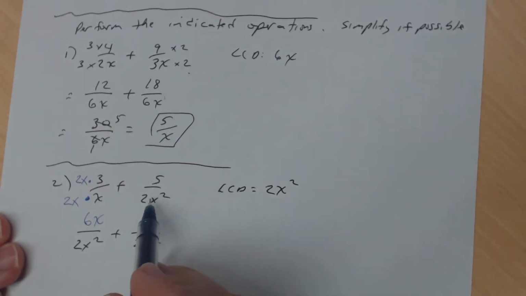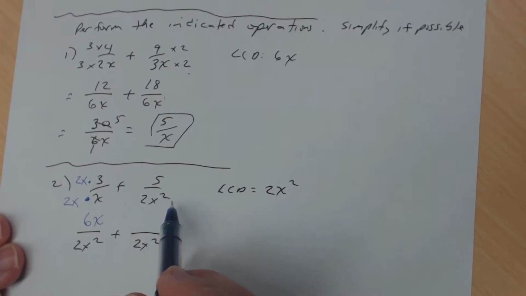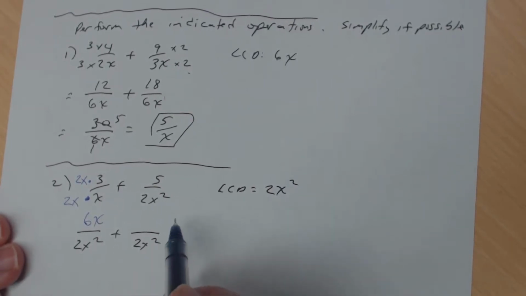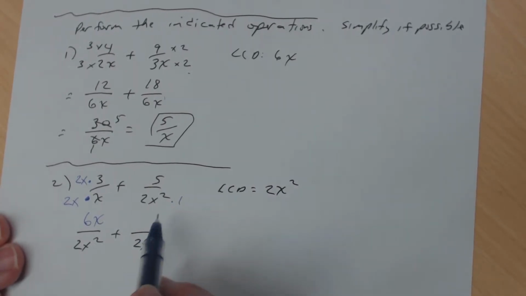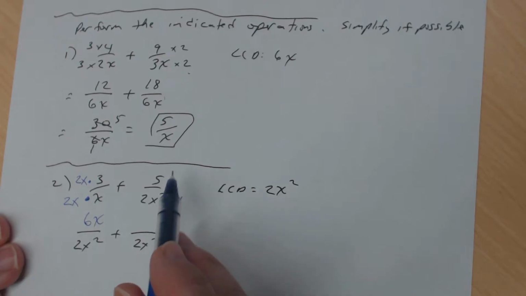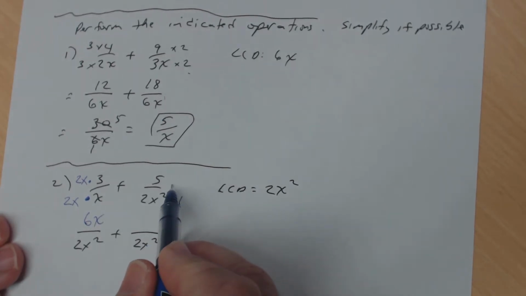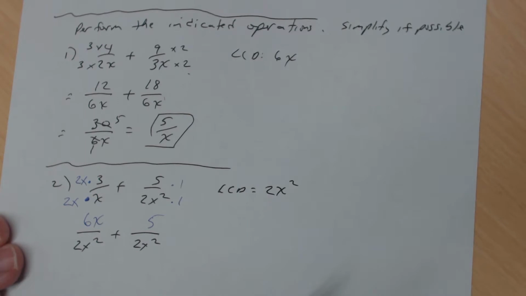All right, over here, that's a 2x squared. I want to end up with a 2x squared. Well, those are the same. So since the denominators are the same, it's kind of like saying times 1. So 2x squared times 1 is 2x squared. So since the denominators are the same, the numerators have to be the same because that's the same thing as saying times 1. 5 times 1 is 5.